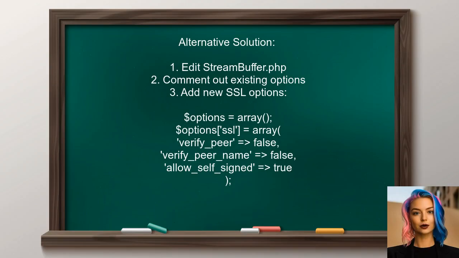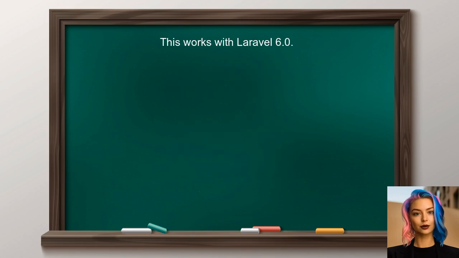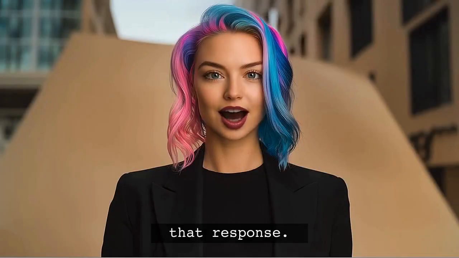An alternative solution from another user suggests editing the streambuffer.php file in the SwiftMailer library. They recommend commenting out the existing options and adding new SSL options to bypass certificate verification. That's it for that response. Let's explore another one.